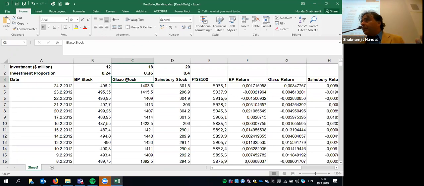You can be a value-based investor, you can be a growth-based investor, and based on your ideas, you think that I should invest 24% of my wealth in British Petroleum, 36% in GlaxoSmithKline, and 40% in Sainsbury.